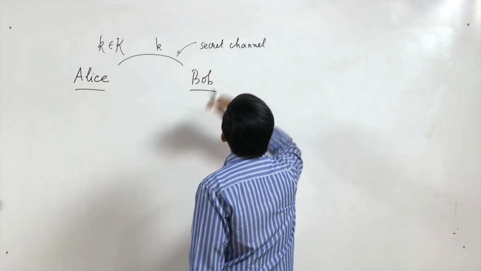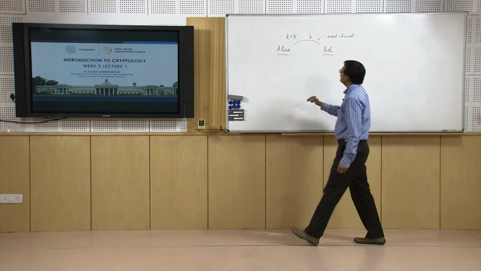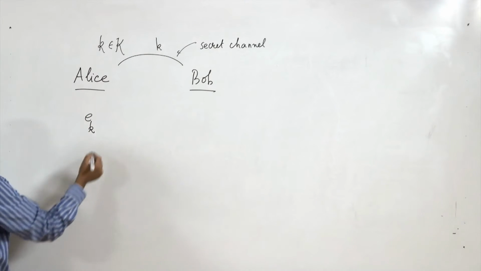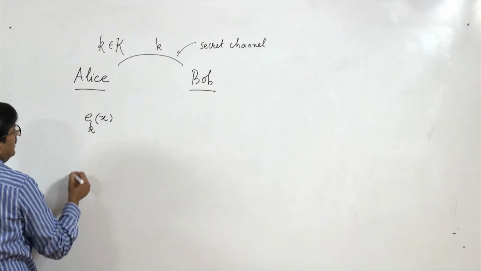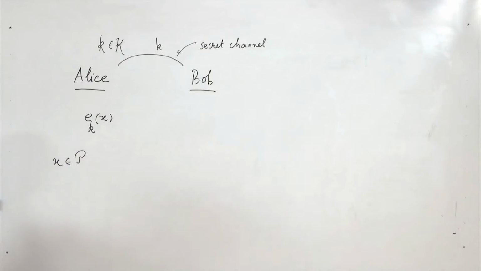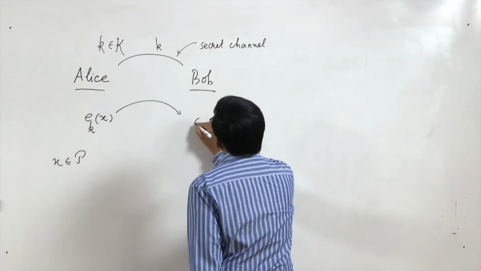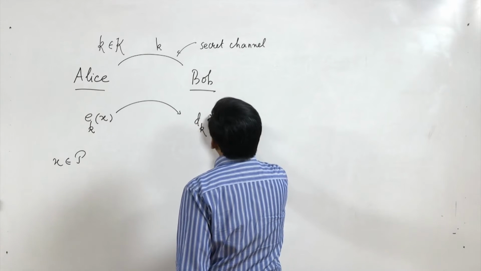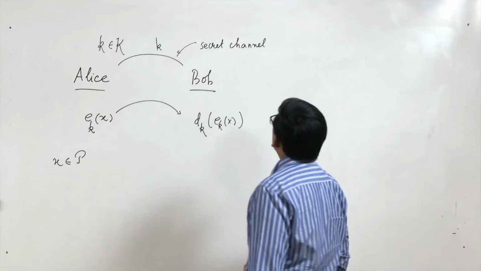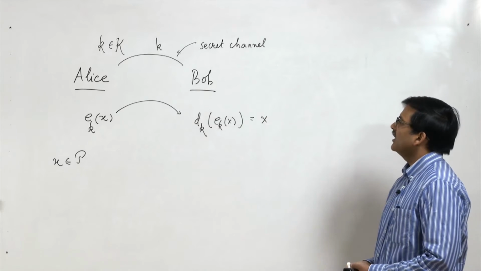Once this key exchange takes place, after that Alice uses the encryption function to encrypt the messages or plain text and sends it to Bob. Bob uses the decryption function corresponding to the key on the encryption function applied on the message to get back X. So, this is what happens.